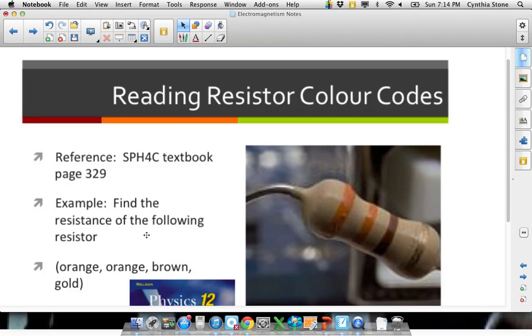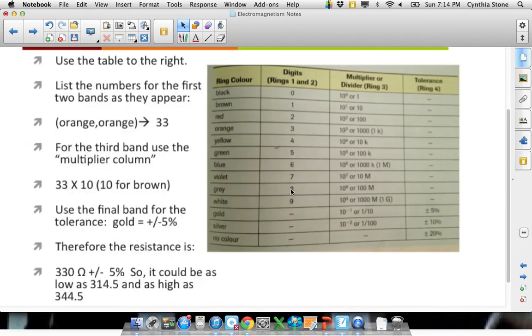So we can figure out how much resistance they put in this thing, how much energy is going to turn to heat, by following orange, orange, brown, gold. Because if you look at that table, which is right here, here's the orange, orange, brown, gold it was, right? So here's how you do it. You list down the numbers for the first two bands, and it's orange and orange. So you write down 33. You don't write 3 times 3, anything like that. You actually just write 3 and another 3 right beside it.